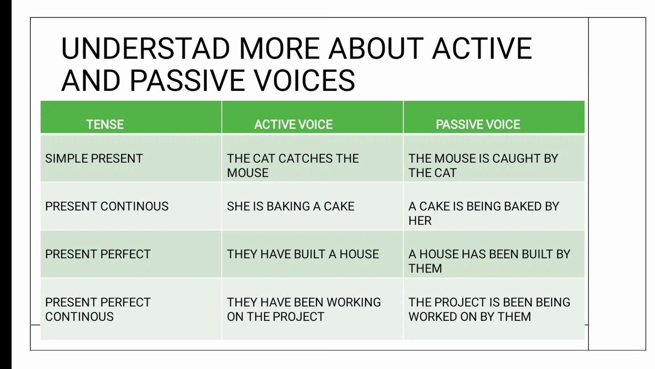Why are we using them here? Because here we have they in the subject. So when we are converting the subject they into the object, it will become them. They become them. She becomes her.